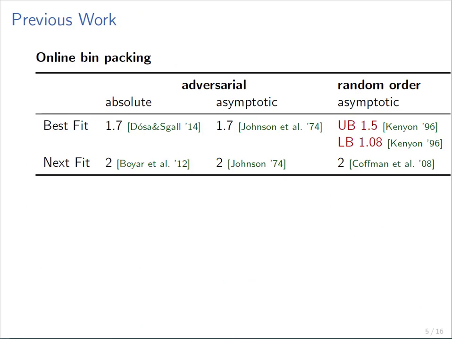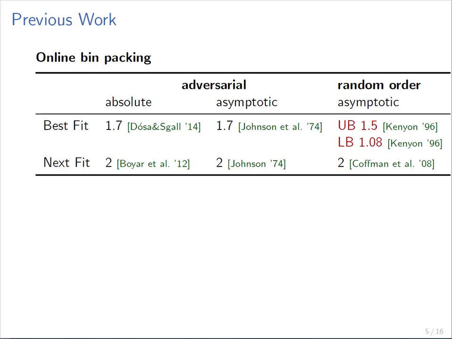Let me come to previous work. The 2 algorithms, BestFit and NextFit, which I presented a few slides ago, are of course well studied in the adversarial model. So here we know that for BestFit, the absolute and the asymptotic ratios both are 1.7. For NextFit, we know that both of these terms are 2. These are results for the adversarial model.